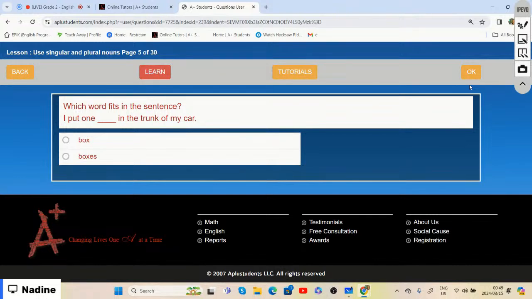All right, so we can say, I put one box in my trunk. Because if we say one, then we're only referring to one box, right? Not more than one box, right? All right.